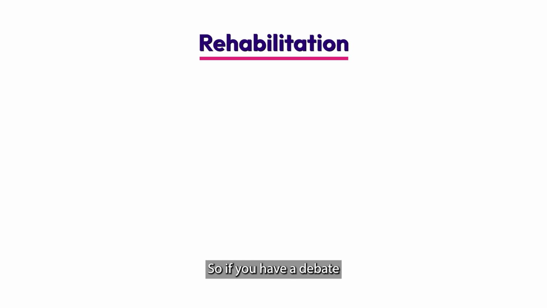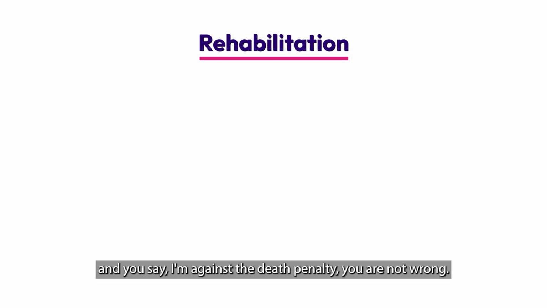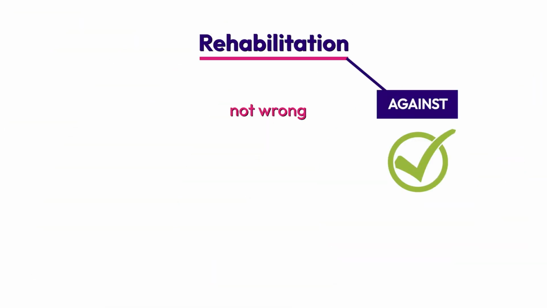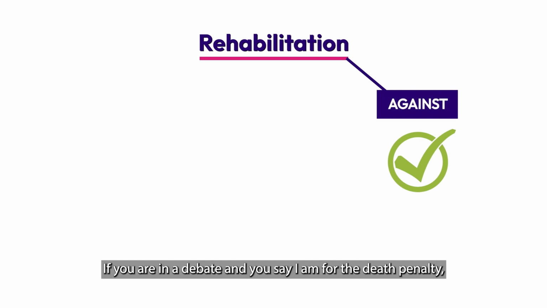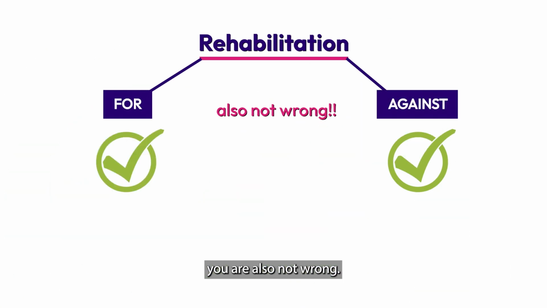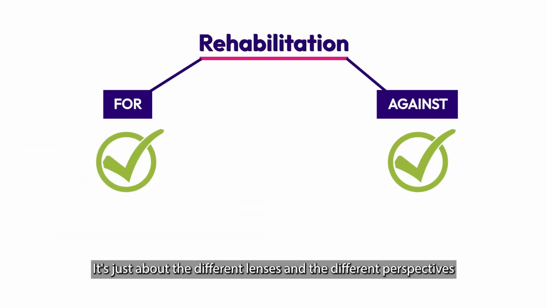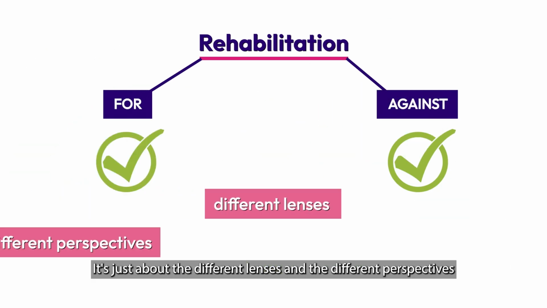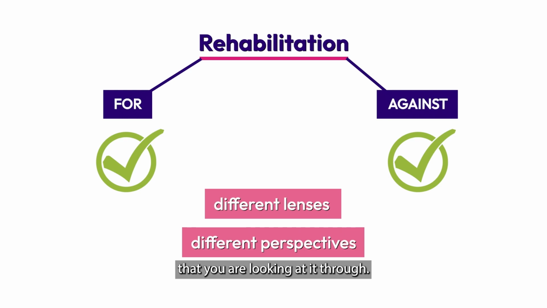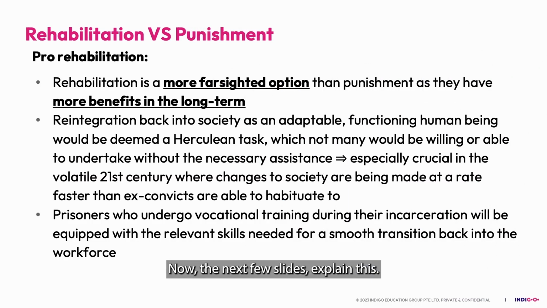Right? So if you have a debate and you say, I'm against the death penalty, you are not wrong. If you are in a debate and you say, I am for the death penalty, you are also not wrong. It's just about the different lenses and the different perspectives that you're looking at it through. Now, the next few slides explain this.